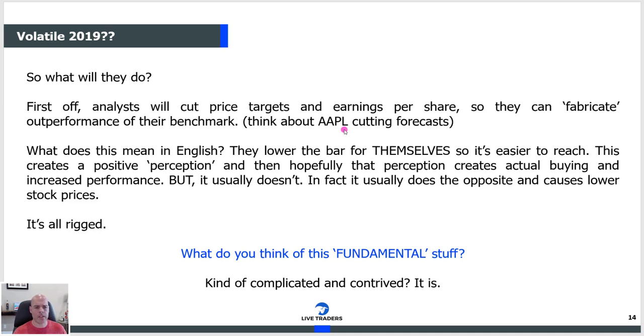So the point in all this is perception is what moves the market. We're kind of going to tie this back to technical charts, I promise. Perception is what actually moves the market, not actual fundamentals. It's the perception of fundamentals that moves the market. So now what do we think of all this fundamental stuff? It's fluff. It's garbage because people lie all the time. That's their job to lie, right? That's their job to spin something in the way in which they want you to see it.